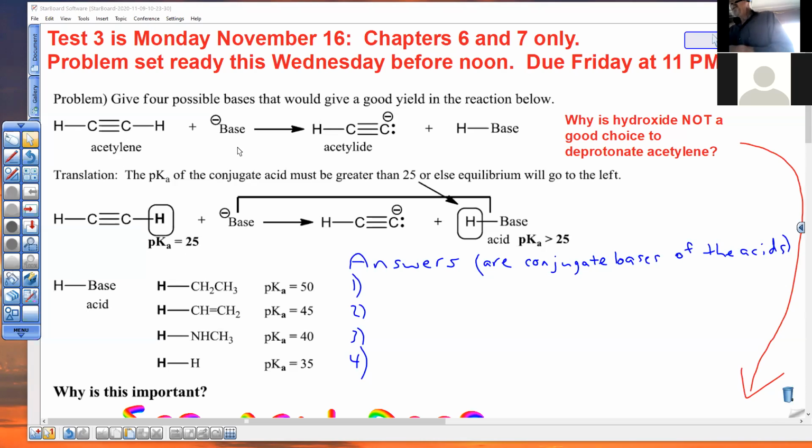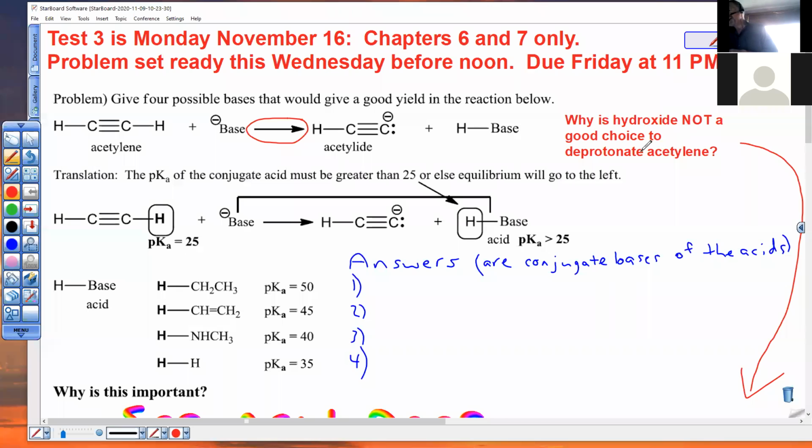So we need to pick a base that gives a high yield or a good yield in the reaction below. I'm going to translate that question. The pKa of the conjugate acid of the base I choose here must be greater than 25, or the reaction will not go the direction we want it to. Remember, pKa rules say we go from lower pKa's to higher pKa's. So I have to go from 25 towards a number larger than 25, or the reaction goes backwards. And that is the answer to this question.